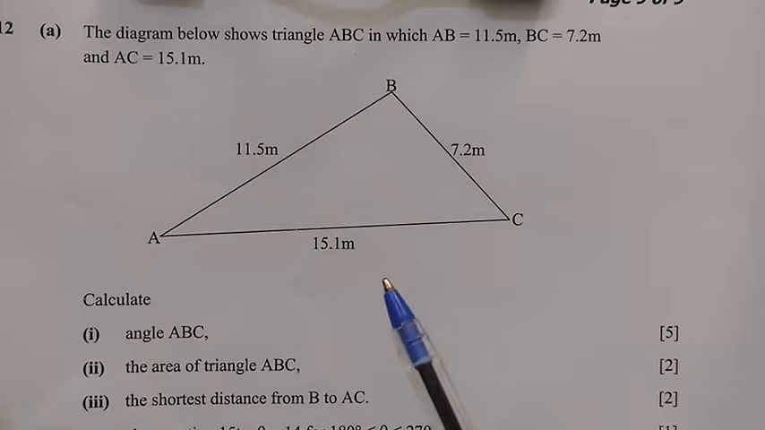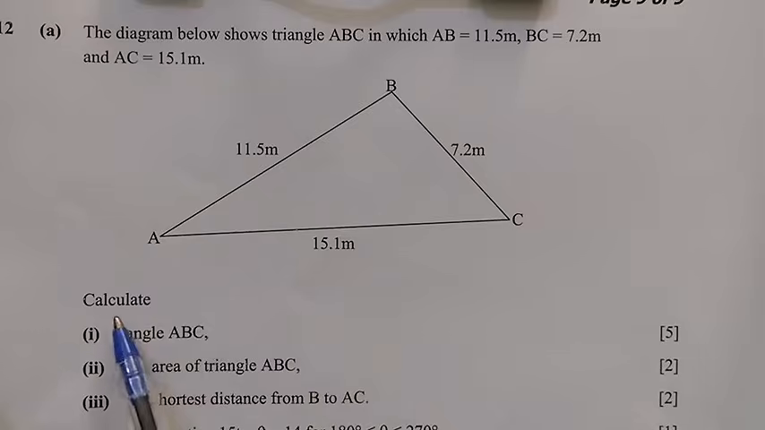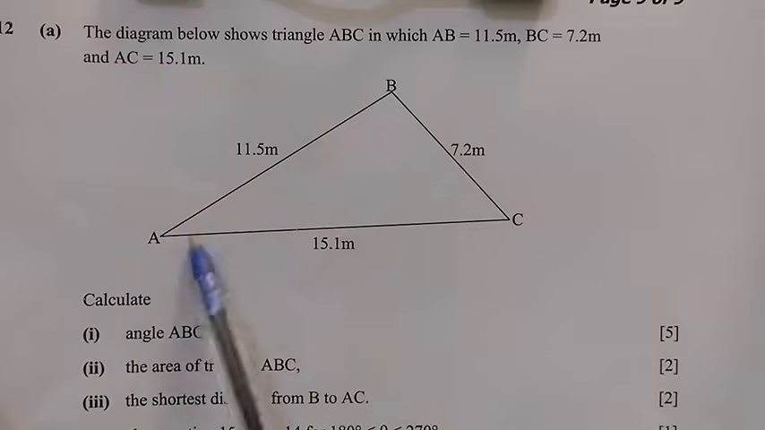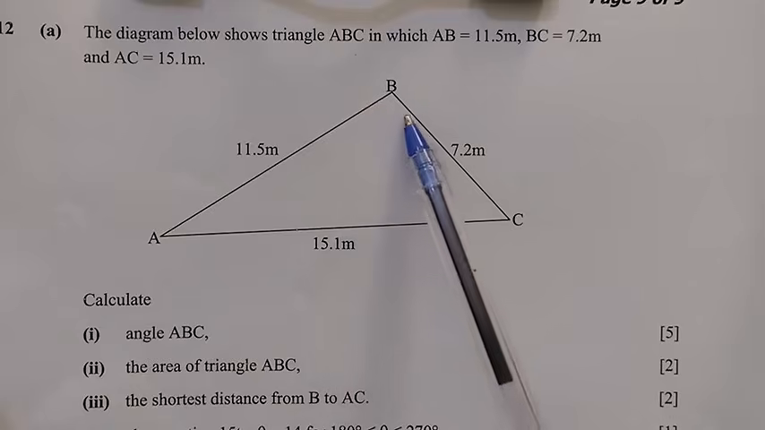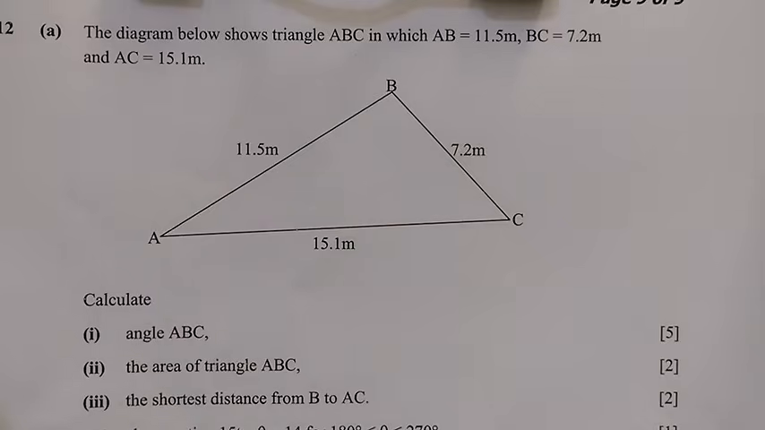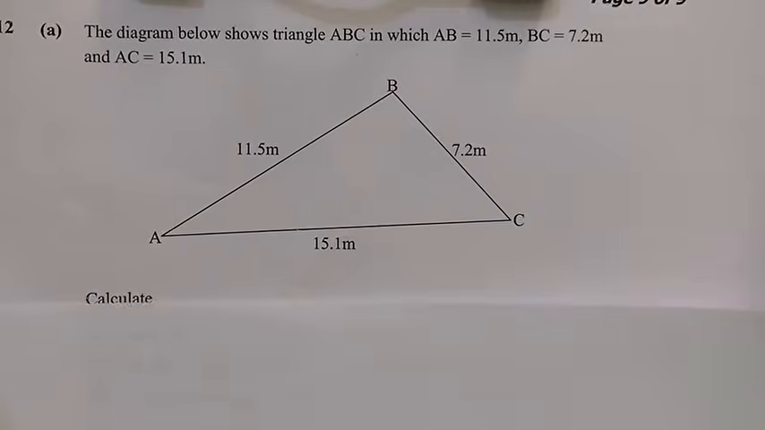In this case, we are going to use the cosine rule. We can look here: calculate angle ABC. The letter in the middle is B, meaning they want us to find the angle at B right here. Since they have given us three sides and we need to find an angle, I've said you're going to use the what? The cosine rule.